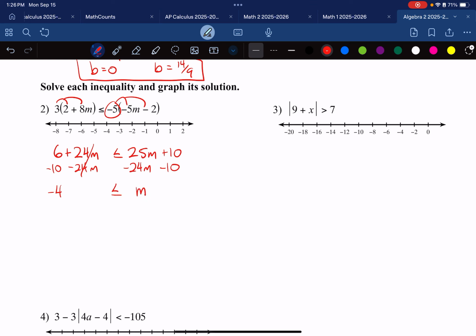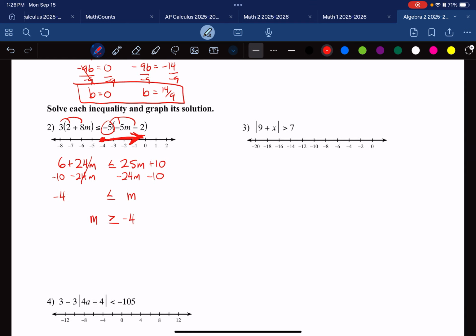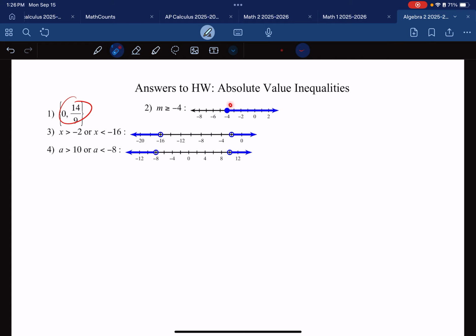Cool. And then I usually like the variable on the left, so I'll put the variable on the left and the number on the right. If I switch the sides, I need to switch the sign. So m is greater than or equal to negative 4. Greater than or equal to is a solid circle as opposed to an open circle. Greater than means we shade everything to the right. So there we go: everything to the right of negative 4 with a closed circle.